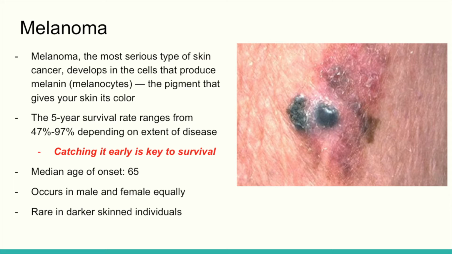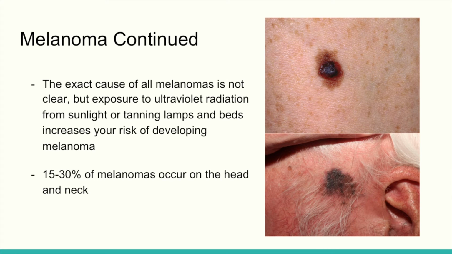The median age of onset for melanoma is age 65. It occurs in males and females equally. It's actually quite rare in darker skinned individuals, more common in the kind of people that we see here in Minnesota, predominantly of Northern European descent, and it is something that we obviously want to get to right away if we see it. So the exact cause of melanomas is not quite clear, but what is known is that ultraviolet radiation from sunlight or tanning beds increases the risk of developing melanoma. Of interest, 15 to 30% of all melanomas occur on the head and neck.